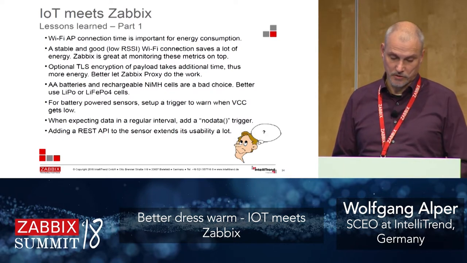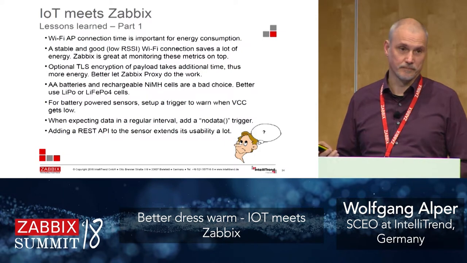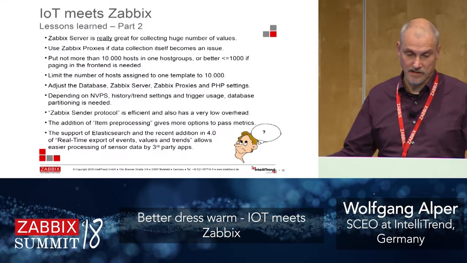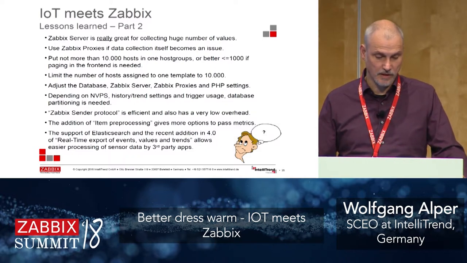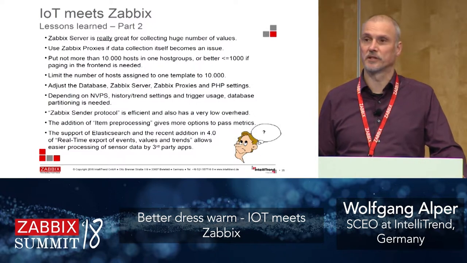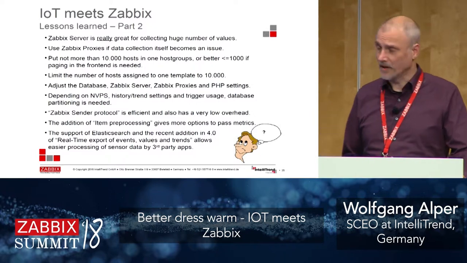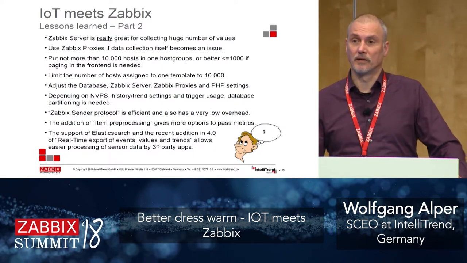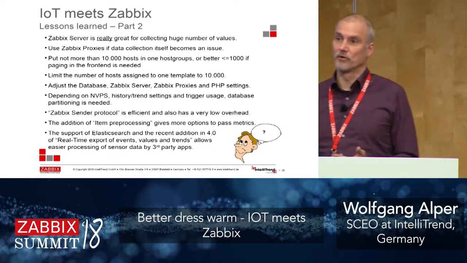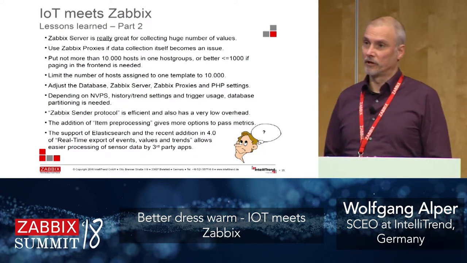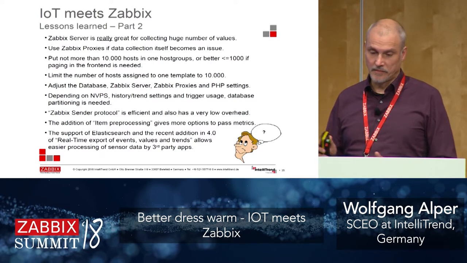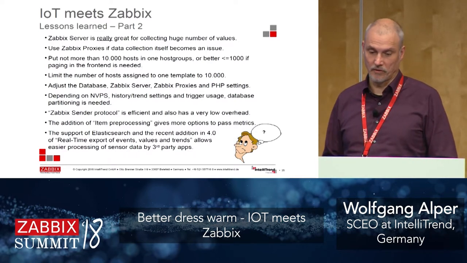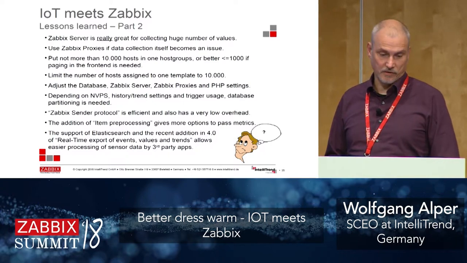And for us, it was a good idea to add a REST API to the sensor. From the Zabbix part, I can say that Zabbix is excellent in collecting huge numbers of values, working very excellent. And you might want to use proxies if data collection itself becomes an issue. And as said before, I suggest to not put more than 10,000 hosts in one host group, because otherwise it will be hard to manage from the front end side. And if you want front end paging, then you might limit the number of hosts per host group to maybe 1,000. Then paging works pretty well on the front end side. And the same applies to templates, of course.